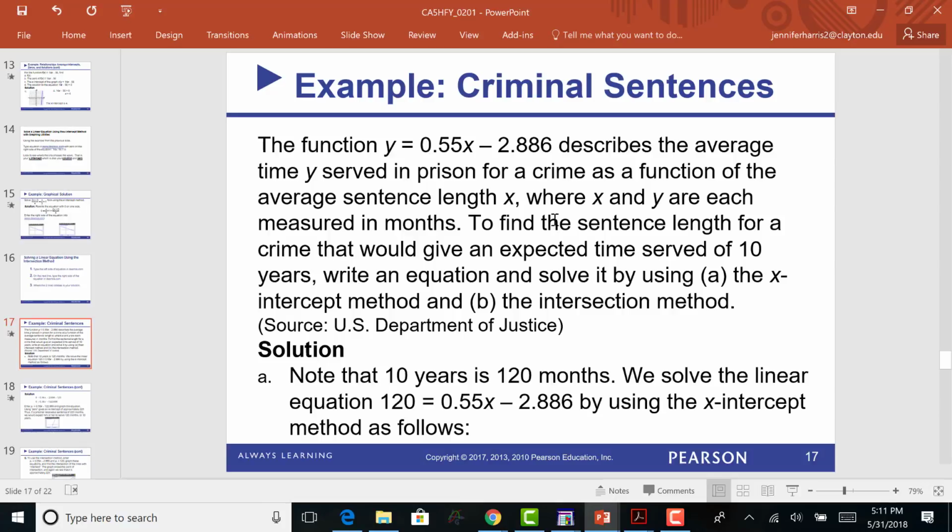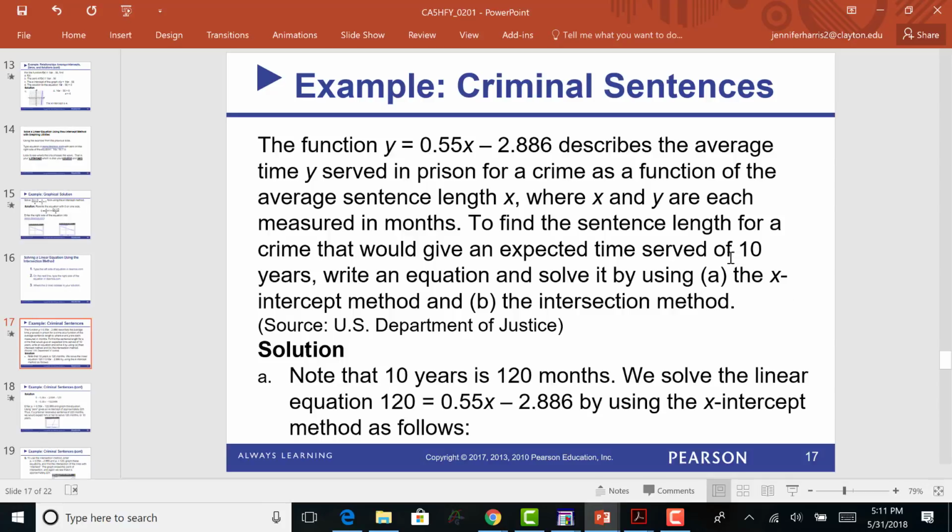So, did they give us an equation? Okay, are we going to use it? Yes. And what else did they give us? How much they actually served. So, remember, X is the what in this particular conversation? X is the sentence amount, and the Y is the actual time served. So in the last part, did they give us the actual time served, or did they give us the sentence amount?